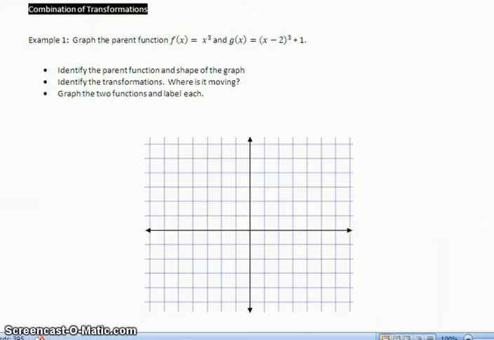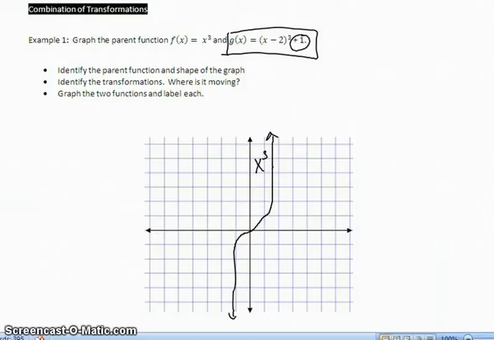So looking at example 1, I've got a parent function of f of x equals x cubed. Knowing my parent functions, this function x cubed does a little hitch, and that is my odd power function. So this is x cubed. That's my parent.